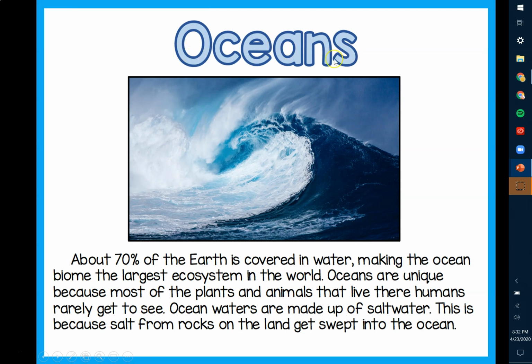Oceans. Ocean's such a good word. O-C-E-A-N. Strange spelling, but it spells oceans. So about 70% of the Earth is covered in water, making the ocean biome the largest ecosystem in the world. Oceans are unique because most of the plants and animals that live there, humans rarely get to see.